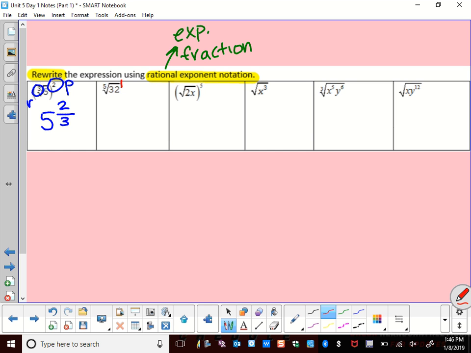Okay, so what number is under my radical? 32. What's my power? 1. And what's my root? 5. Good.